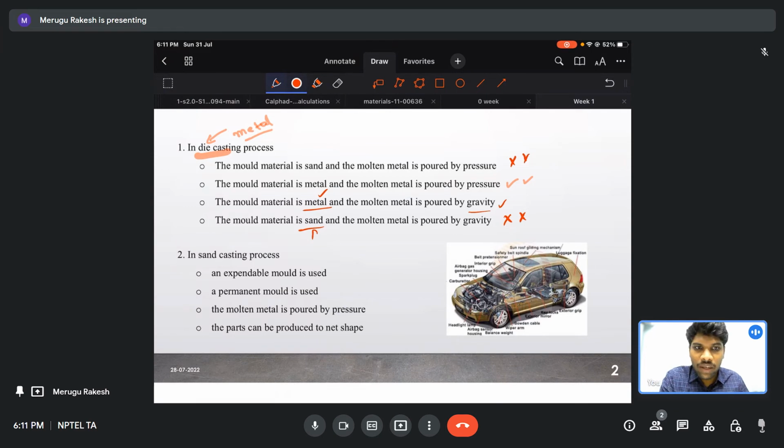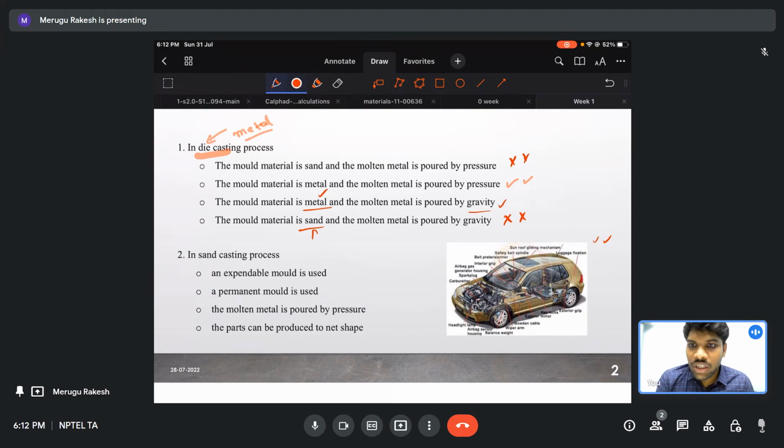I have shown you some pictures here, which I have taken from this NPTEL course. The car doors are manufactured by, say, a stamping process, while some of the parts inside the car are manufactured by high pressure die casting. These are the engine parts, engine blocks, which are very small in size. For the big blocks we go for gravity, but for small shapes which are intricate in design, we use the die casting process.